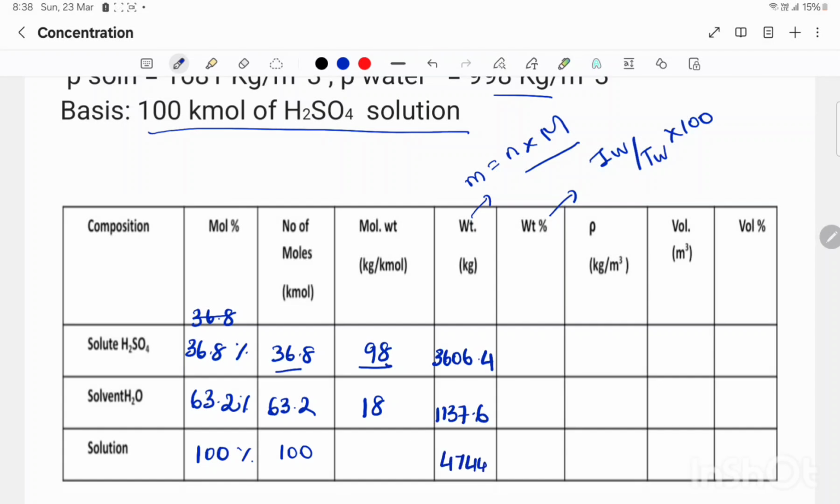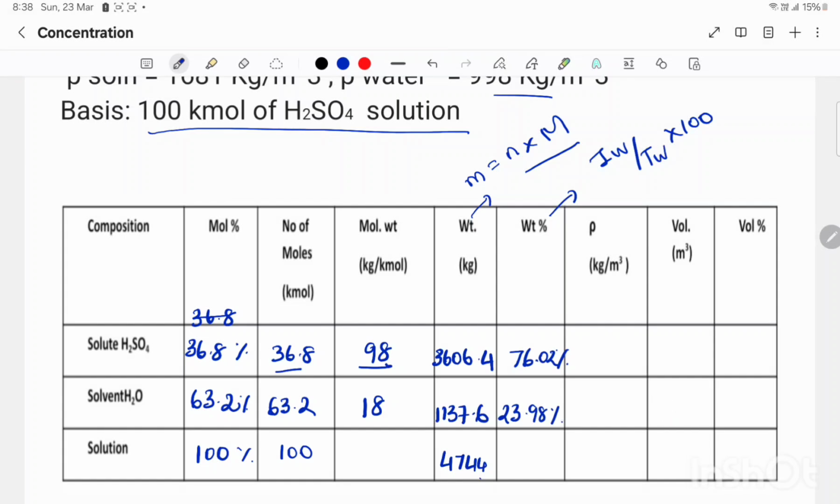To calculate weight percentage, individual mass divided by total mass into 100, that is 3606.4 divided by 4744 into 100, will give you 76.02 percent. And next, 1137.6 divided by 4744 into 100 will give you 23.98 percent. Next, we need to calculate the volume.